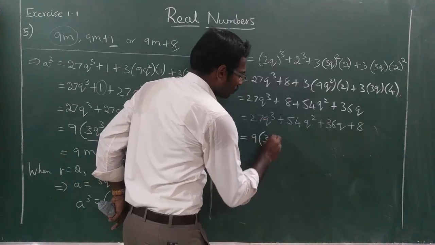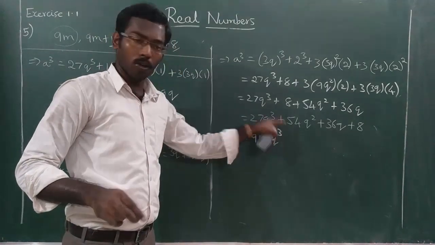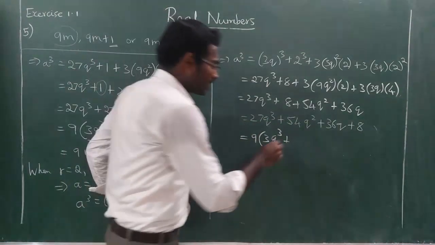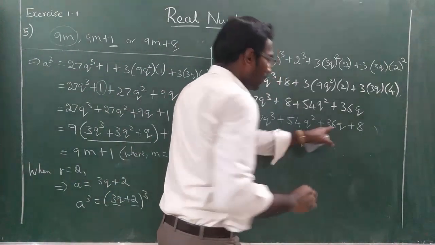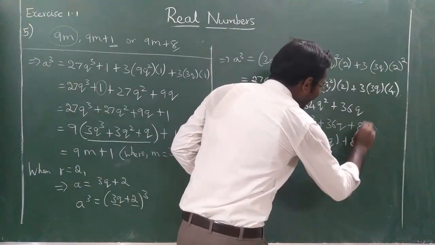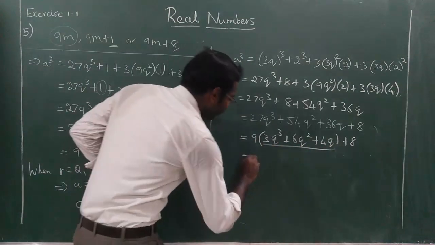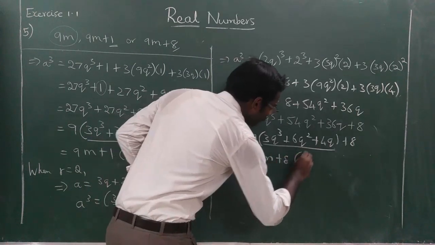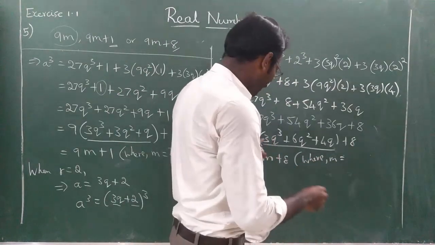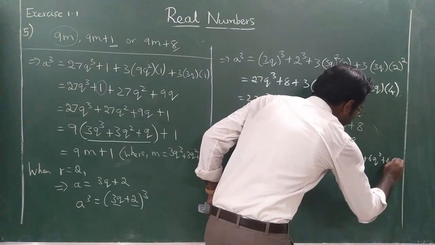9 3s are 27. So the remaining term is 3q cube, plus here 54 divided by 9. 54 divided by 9 is 6. So 6q square plus 36 divided by 9 is 4. 4q plus 8. That's the lower. So now this whole term can be taken as m. So that is equal to 9m plus 8. Where, what is your m? M is equal to what? This whole term, 3q cube plus 6q square plus 4q.